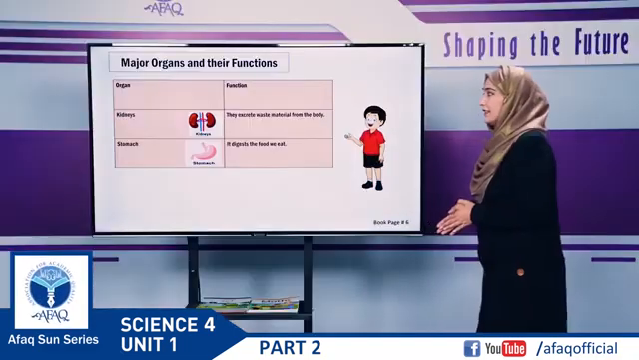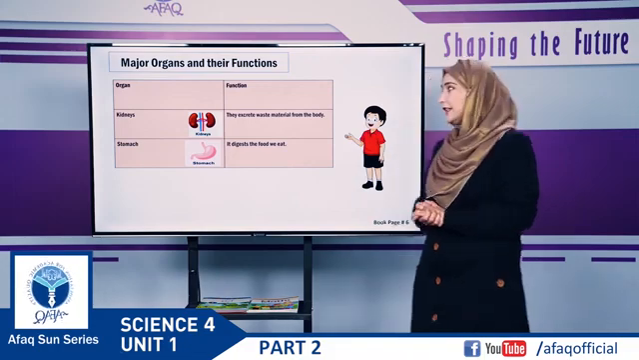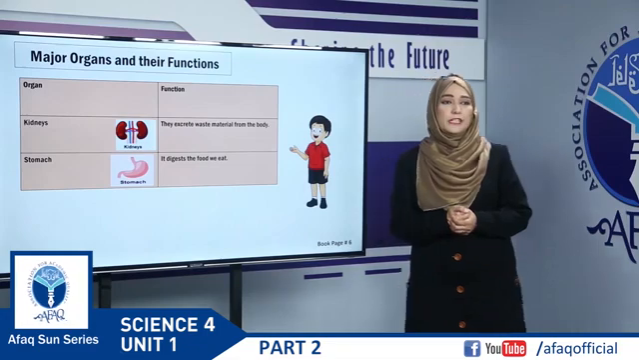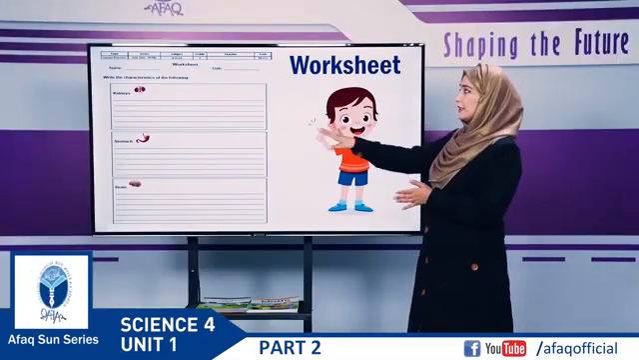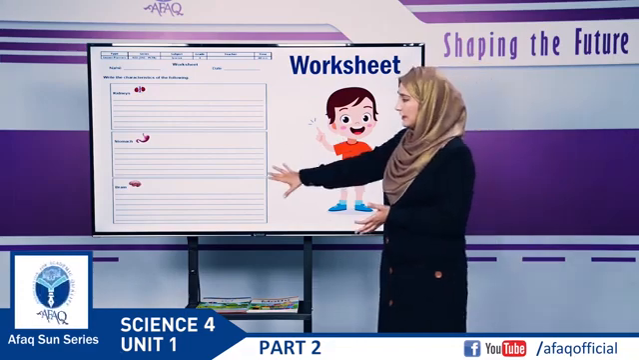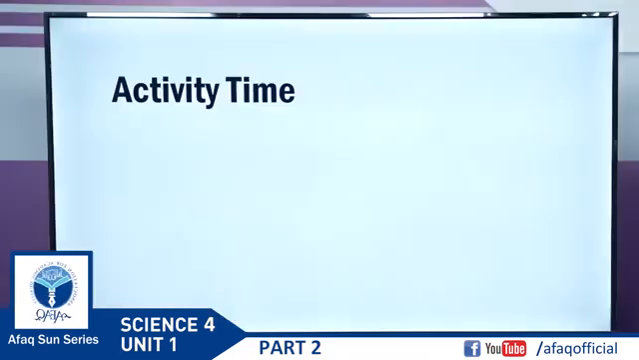Do you know that? Yes, kidneys excrete waste material from our body. And what does the stomach do? It digests the food we eat. Again, you have to solve this worksheet. You have to write the characteristics of these organs in these lines. So quickly solve this activity and come back.